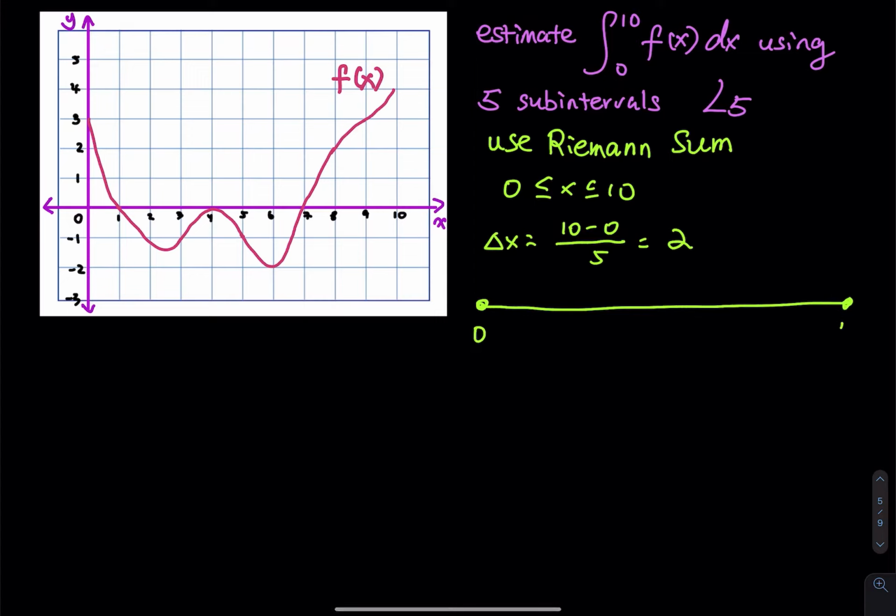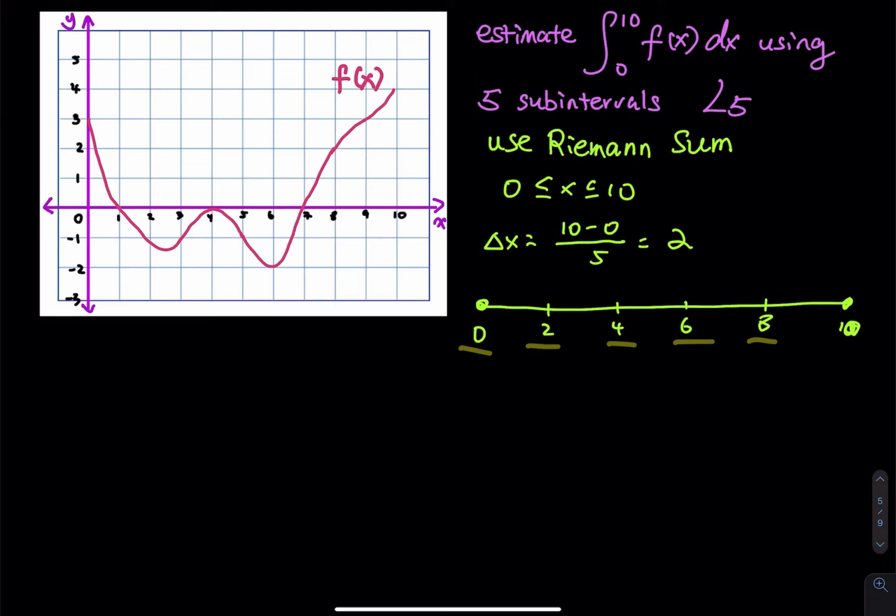From 0 to 10: 0 plus 2, 2 plus 2, 4 plus 2, 6 plus 2, and then 8 plus 2. And since this is a left sum, what's the strategy? You go from left to right, you pick the first 5 x values: 1, 2, 3, 4, 5, done. You do not pick f of 10. Okay, so let's do the math.